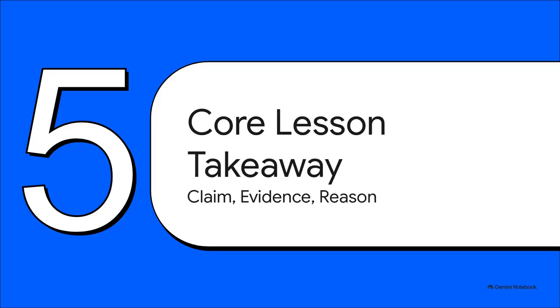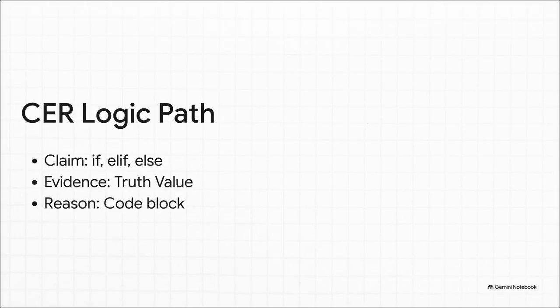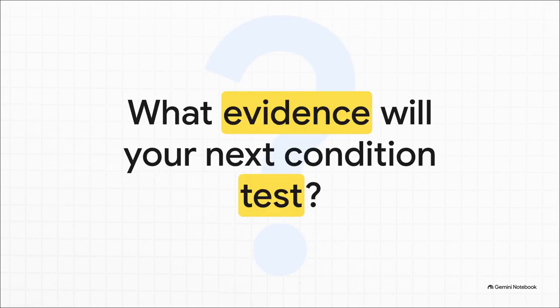And that brings us to Section 5, the core lesson takeaway: claim, evidence, reasoning. So if you take away just one thing from this explainer, it's that you should always think of Python logic as a claim, evidence, and reasoning path. The claim is laid out using your if, elif, and else structure. The evidence is checked automatically behind the scenes via truth value testing. And the reasoning? Well, that's just the execution of your specific indented block of code. You now have the exact tools you need to dictate how your programs behave and react to real data.